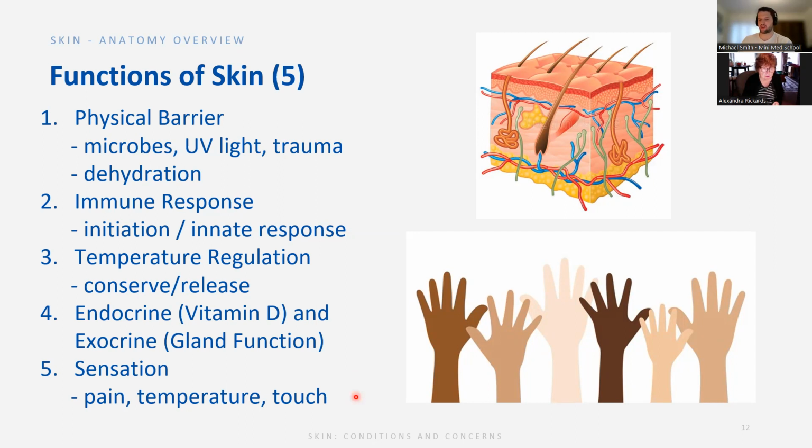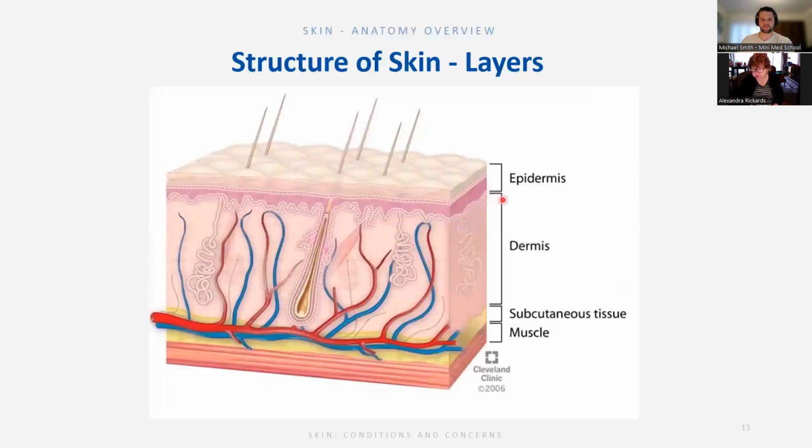And lastly, the thing we are all likely most familiar with is our skin's ability to sense our external environment via touch, pain, and temperature sensations. But after going through all that, what is the skin actually made of? So we're going to zoom in on this image here.